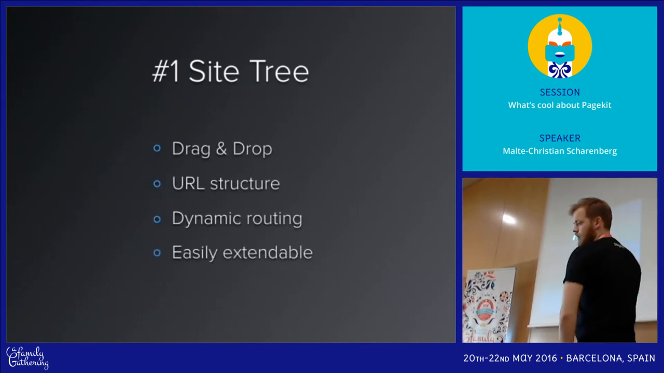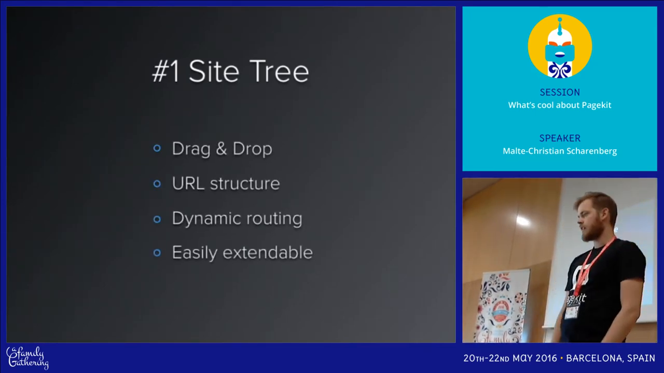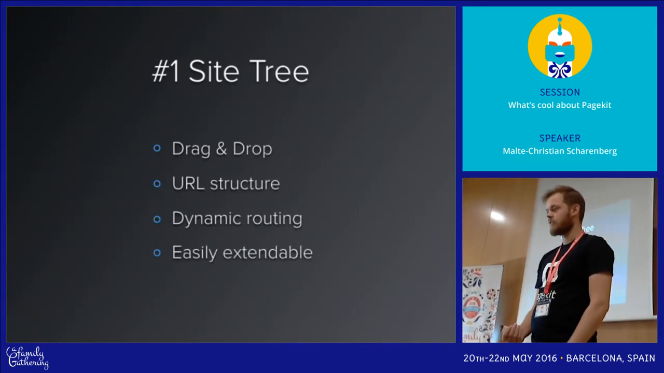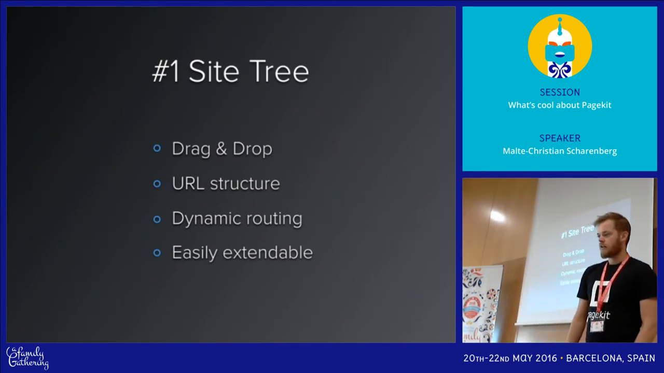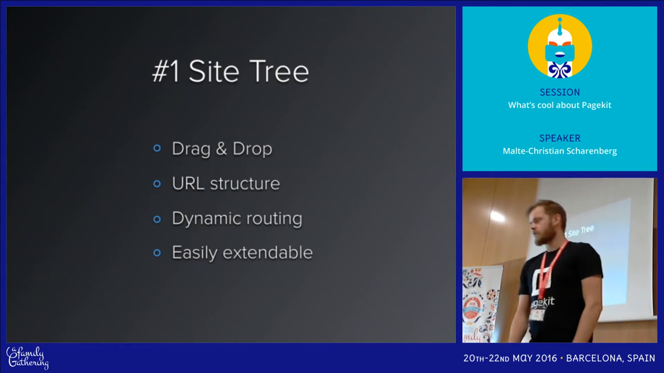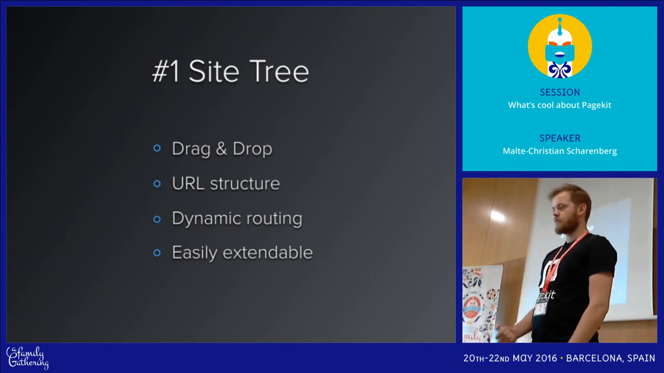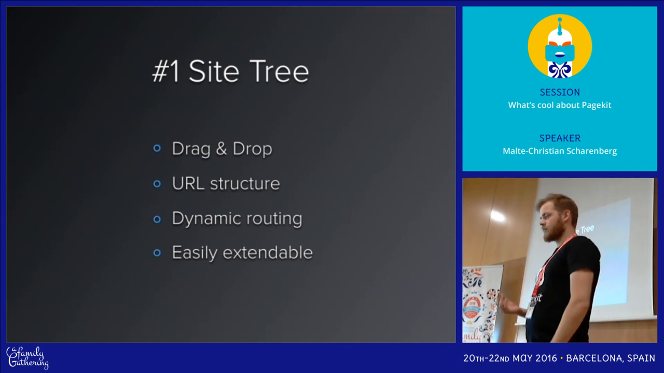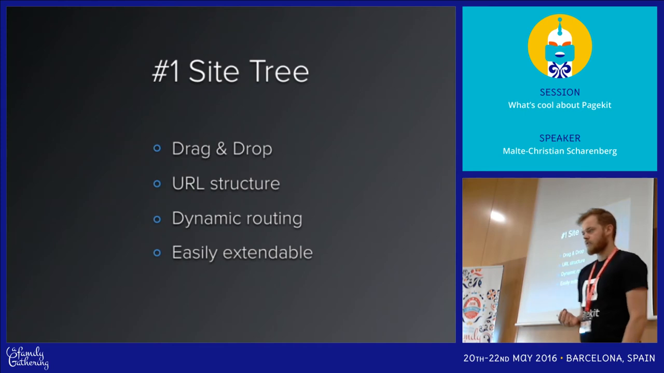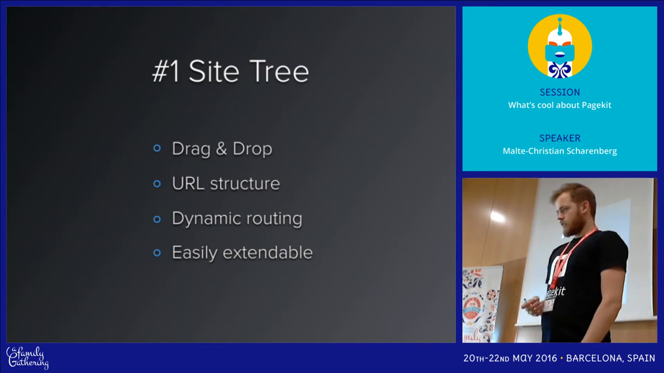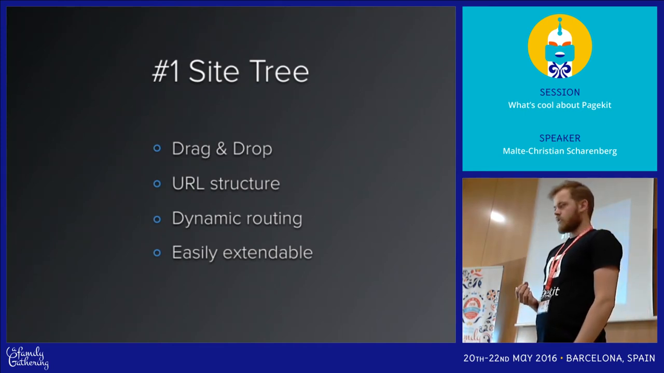Yeah, thank you. The first thing we want to highlight today is the Pagekit site tree. It is basically like the heart of the whole page. In the demo, we have changed the content structure via drag and drop. And one important note here, maybe some of you already noticed the change. This changes the complete URL structure of your site as well. So it is possible for the user to change routes via drag and drop.